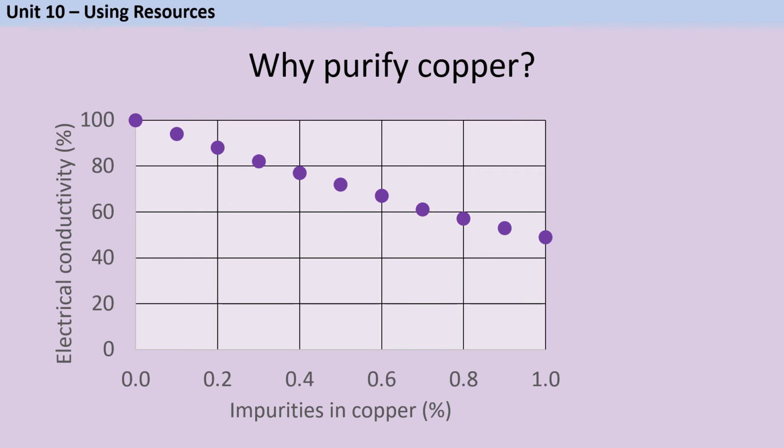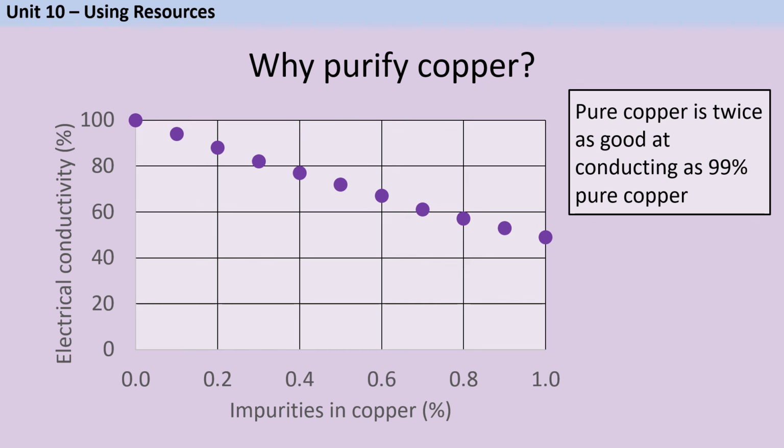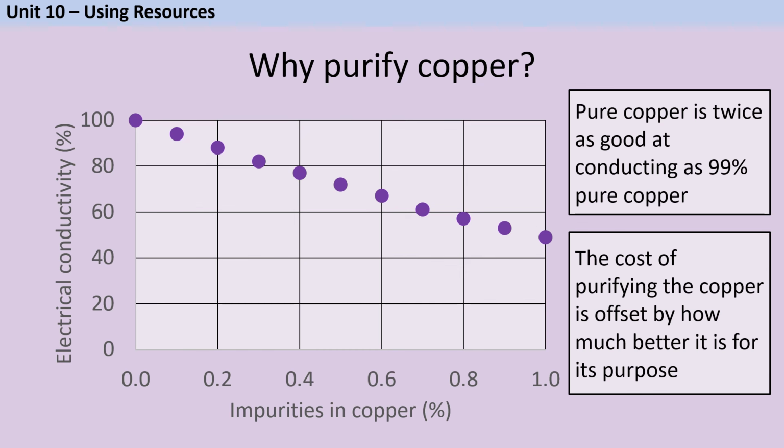So you might be wondering, why do we bother doing it? Well, copper is particularly useful because it has very high electrical conductivity and it's ductile, so it's perfect for making electrical wiring. What this graph shows us is that absolutely pure copper with no impurities is twice as good at conducting as copper that has 1% impurities. And so the cost of purifying the copper is offset by how much better it is for its purpose. In other words, people are willing to pay a lot more money for that very pure copper.